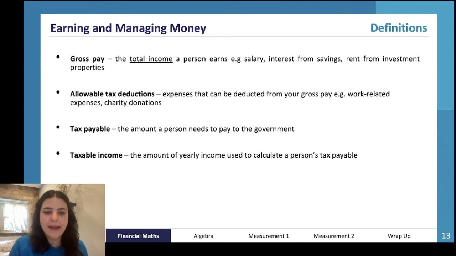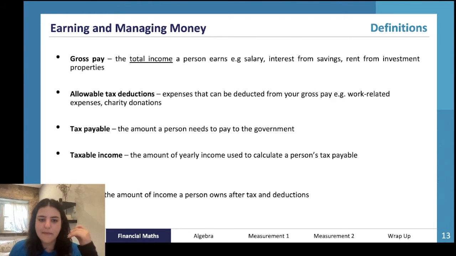So the tax payable is the amount that you need to pay to the government, and it's calculated based on how much money you earn, which is your taxable income. So it's your gross pay minus all of those deductions, and that is the taxable income that we use to calculate how much tax you owe the government. That is Luna running around barking.